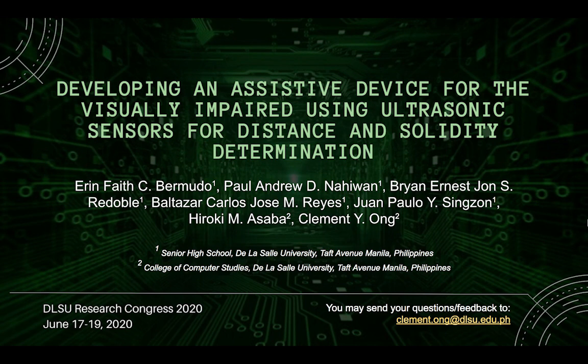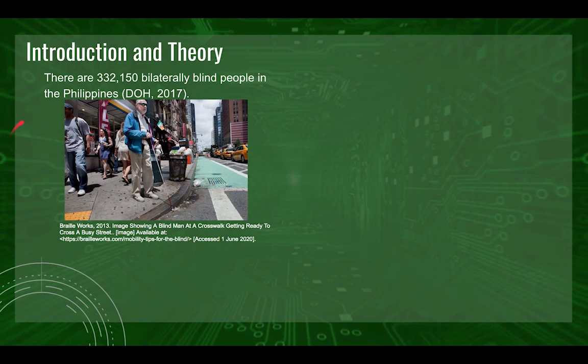Hello, I'm Erin Bermudo from the Senior High School Department of De La Salle University, Manila, and on behalf of my co-authors, I present to you our research developing an assistive device for the visually impaired using ultrasonic sensors for distance and solidity determination.